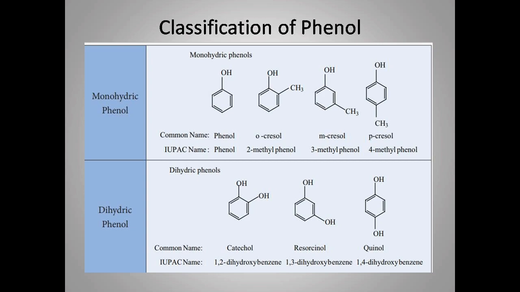Dihydric phenol contains 2 OH groups. First one, catechol. Its IUPAC name is 1,2 dihydroxybenzene. Resorcinol contains OH in the meta position, so 1,3 dihydroxybenzene. Fourth one, quinol, 1,4 dihydroxybenzene. If you put the numbers, we get 1,4.